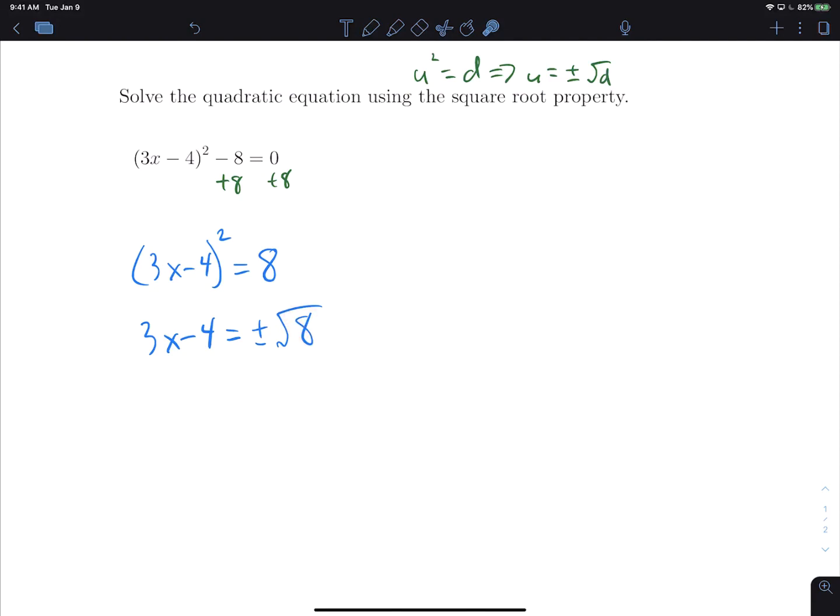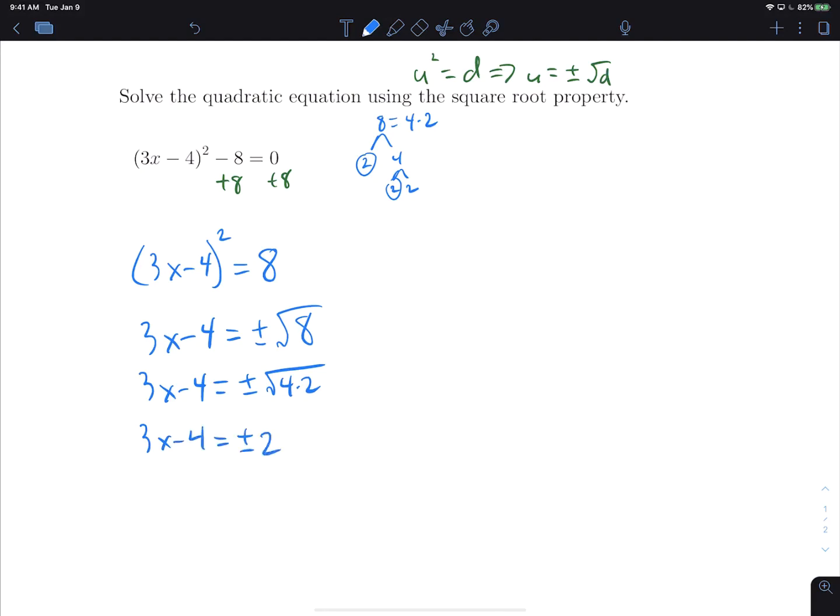Now, square root of 8 simplified, well, first of all, you need to factor the 8 into prime factors. Here's a pair of 2's, so 2 times 2 is 4. What's not circled is 2, so it's 4 times 2. So you should think of this as 3x - 4 equals plus or minus the square root of 4 times 2. But square root of 4 is just 2. That's going to give us 3x - 4 equals plus or minus 2 square root of 2.